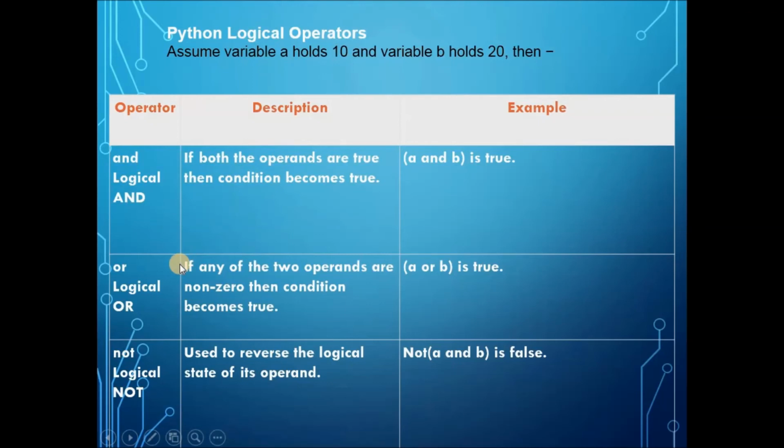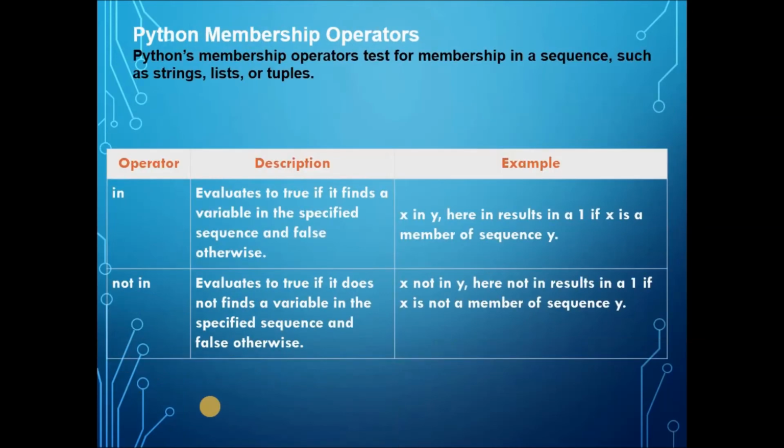If the condition is that anybody getting a salary less than 10,000 will have his salary increased, or somebody whose age is greater than 50 will also have his salary increased, then if any of the conditions is true, his salary will increase. For that case, or is used. And not is used to reverse the logical state of the operand. If you enter true, it will give false. If you enter false, it will give true. That is not. When you do it practically, you will understand everything.